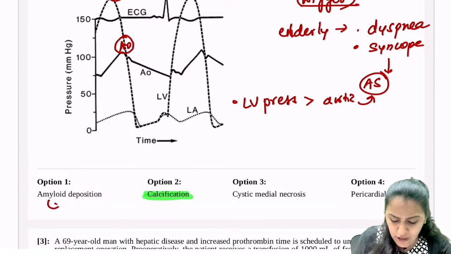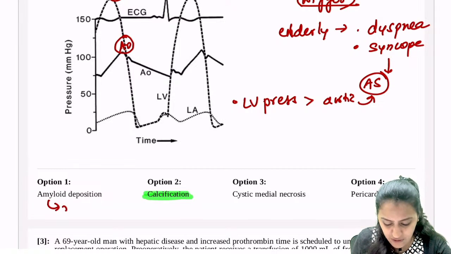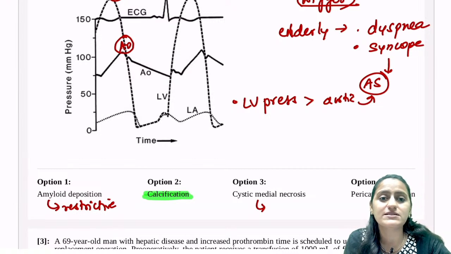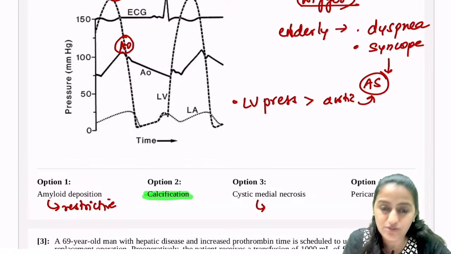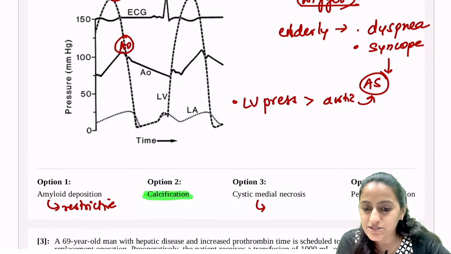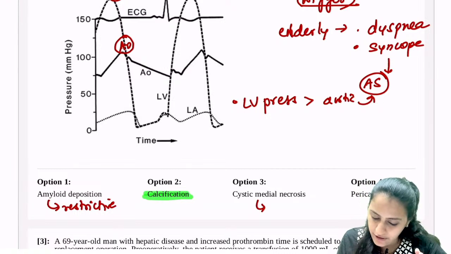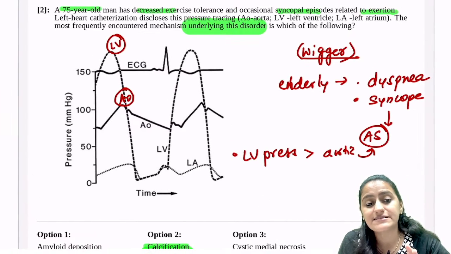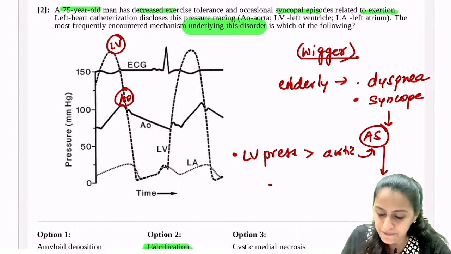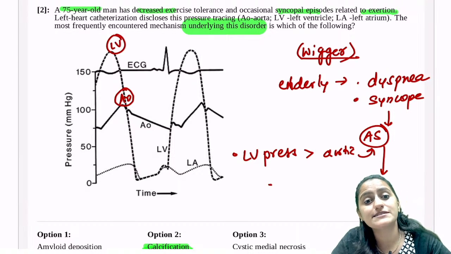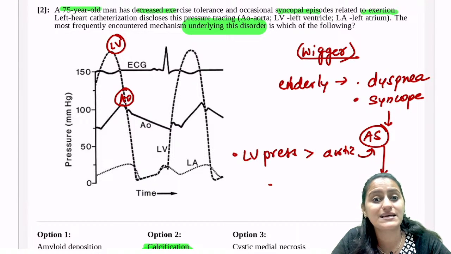Amyloid deposition, amyloidosis, causes restrictive cardiomyopathy. Cystic medial necrosis is associated with connective tissue disorders like Marfan's and Ehlers-Danlos, right? So this is going to be your answer here: aortic stenosis, calcification. Next question, if I ask you what kind of murmur is aortic stenosis, you should not make a mistake in that. Aortic stenosis.